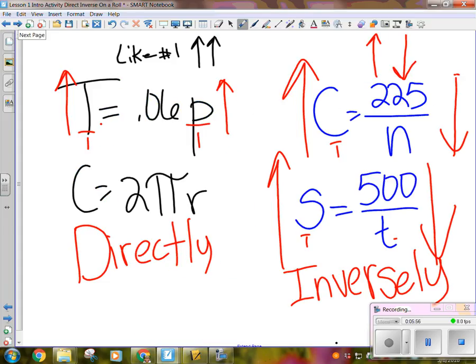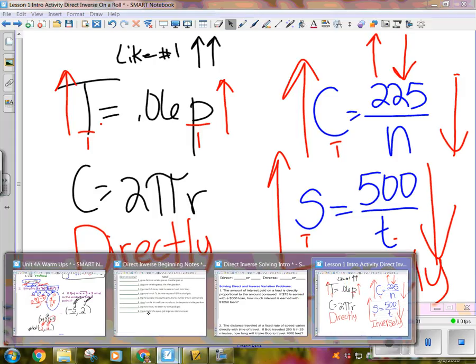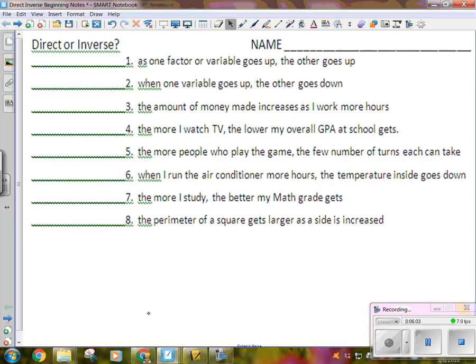Okay, so we're moving on to today's stuff. Let's go to this one right here. Everybody got this sheet? Do you see the first 8? Okay, I'm going to do the first one with you, and you're going to have about 30 seconds to finish the rest of all 8. You ready? Okay, all I want you to do is decide, is that a direct description or an inverse description?